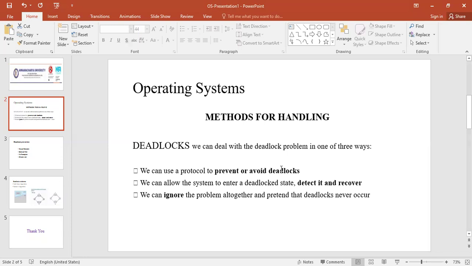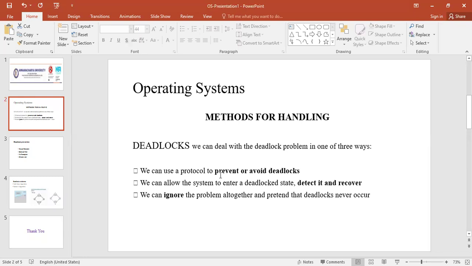If the deadlock state has occurred, the second step comes into the scene. Here, the system enters into the deadlock, and after that it detects and recovers from the problem. So to ensure that deadlocks never occur, this is sometimes done. Now we are discussing the first point, preventing and avoiding deadlocks.